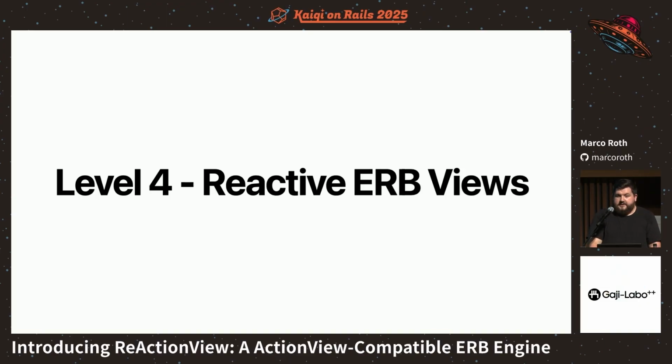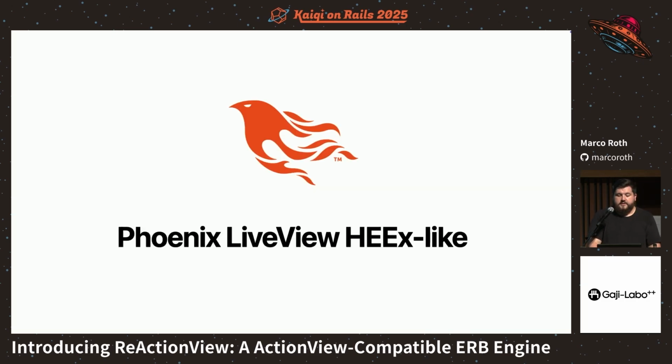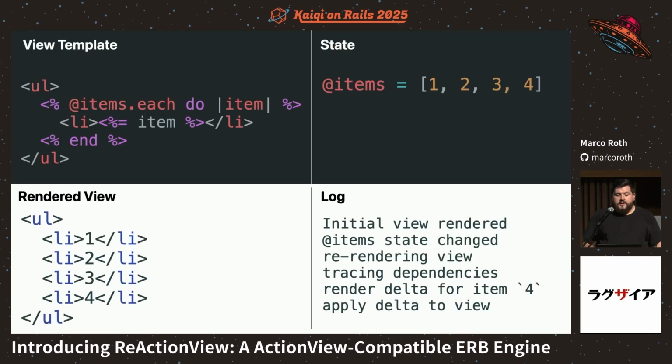The other thing we can look at is these reactive ERB views, similar to how Phoenix LiveView does this. So if you have this template up there, and you have some kind of state that you have to declare somehow, and if something changed about the state, it knows how to re-render your view, and then only re-render the pieces that are relevant for the state change. It's probably possible. I'm not sure if it's really viable, but it's something to explore that we can do.